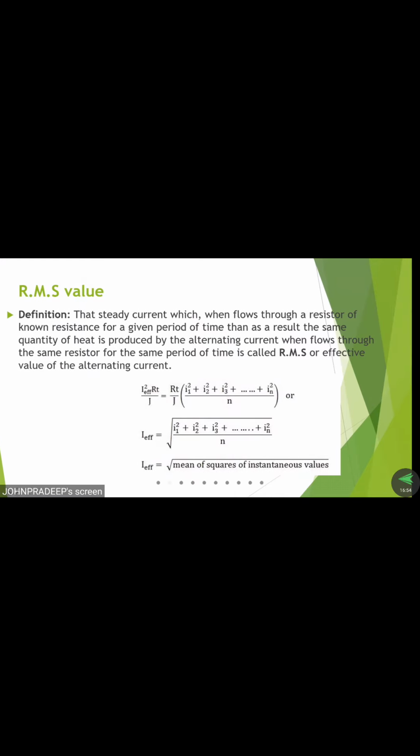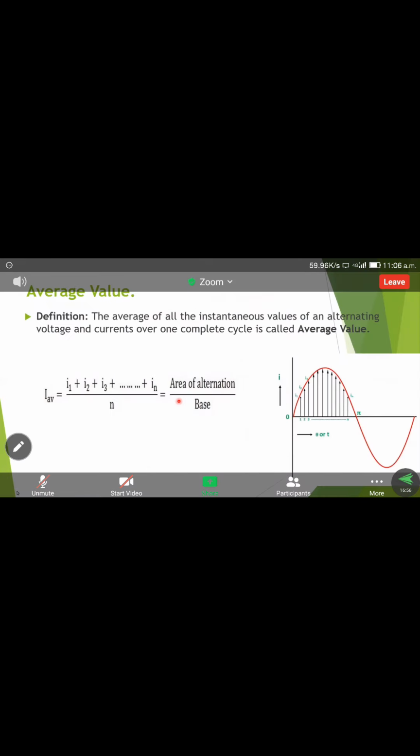Whenever the steady current is flowing through a conductor which produces heat, and the same amount of AC current flowing through the conductor produces the same heat, that is what we call the RMS value, or it is also called the effective value.